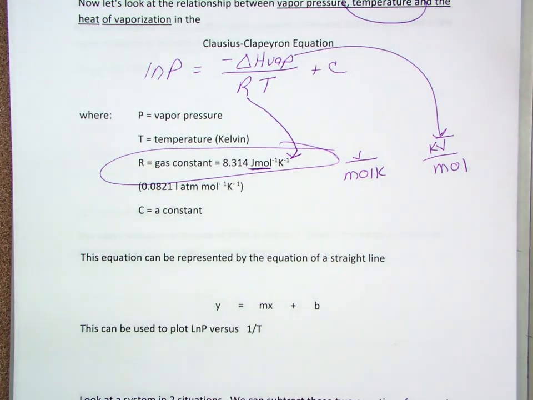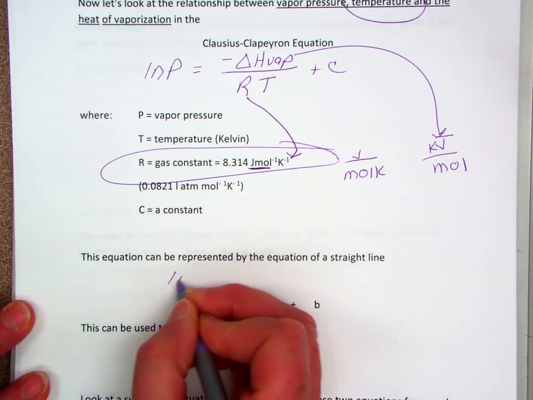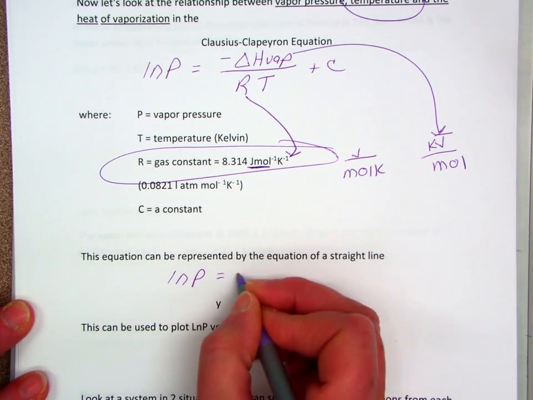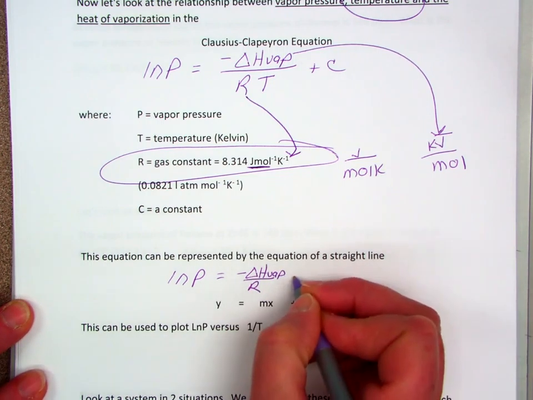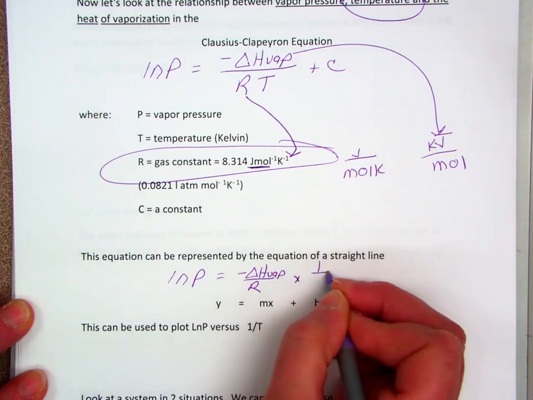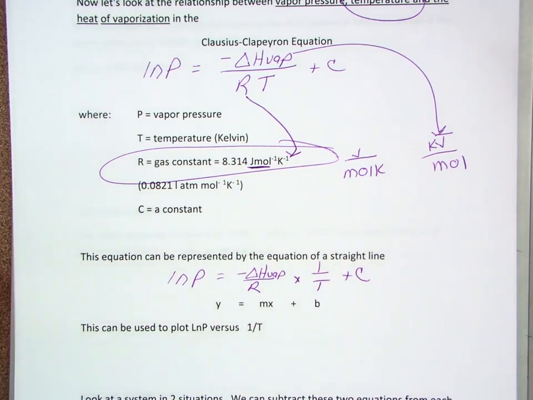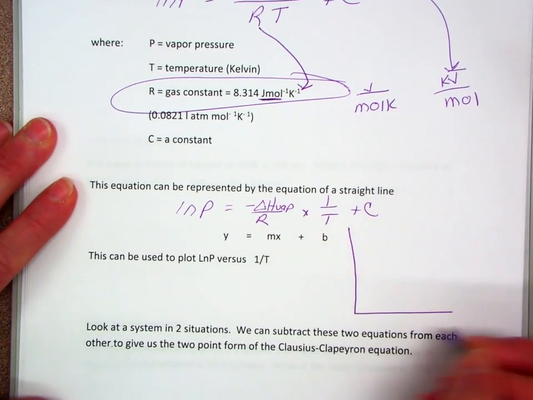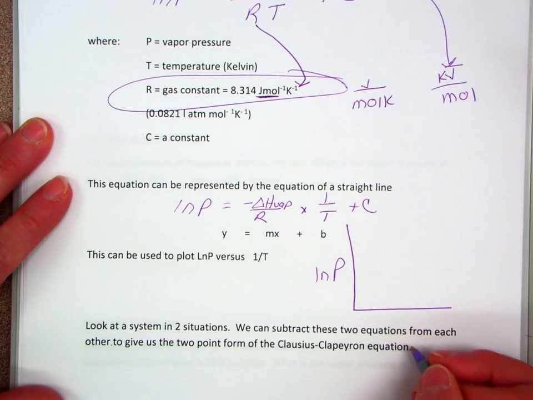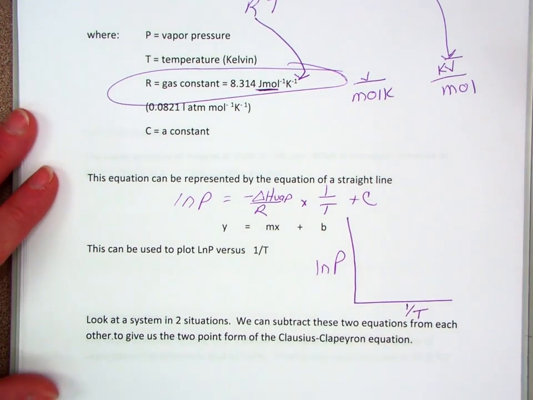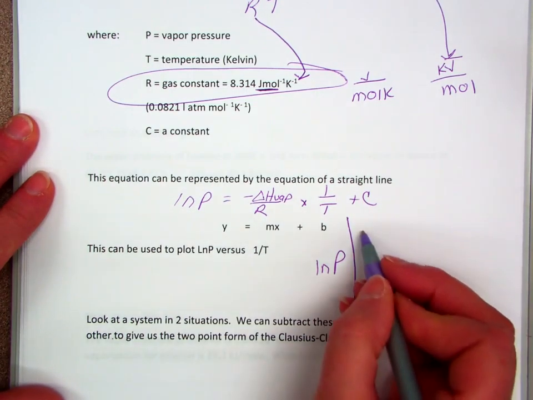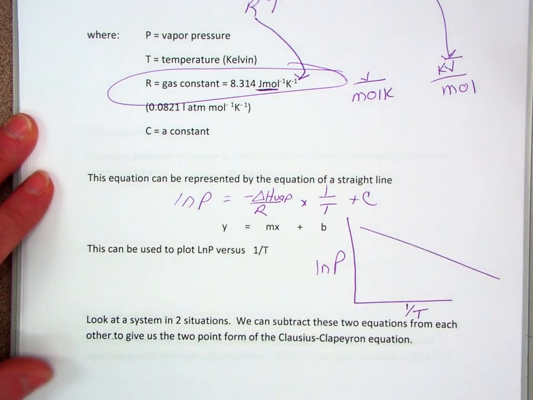Now we can break this apart to say the natural log of P is equal to minus the enthalpy of vaporization divided by R times 1 over T plus C. So this is now in the slope-intercept form for a straight line, y is equal to mx plus b. So we can plot on the y-axis the natural logarithm of the vapor pressure P, plot that against the reciprocal of the Kelvin temperature, 1 over T, and we will get a line that has a negative slope.